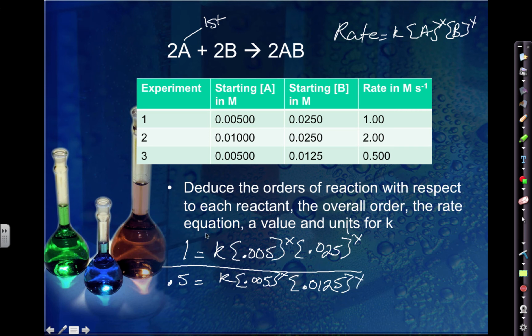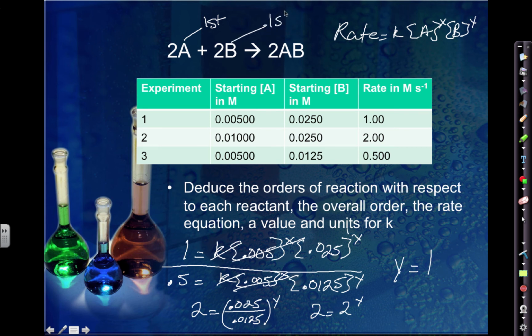Okay, so now anything that's the same on the top and bottom, I can get rid of it. K is the same. This is the same. So now I can solve for Y. 1 divided by 0.5 would be 2. And this divided by this was the same thing as saying this to the Y power. Okay, so 2 is equal to 2 to the Y power. All right, so again, our exponent is going to be 1. So this will also be first order.